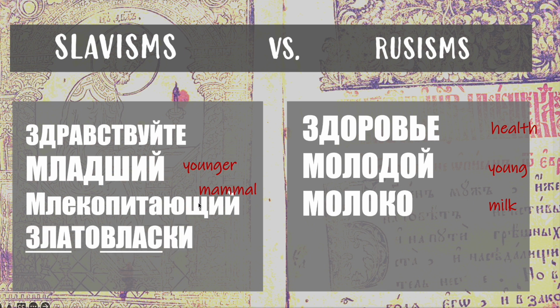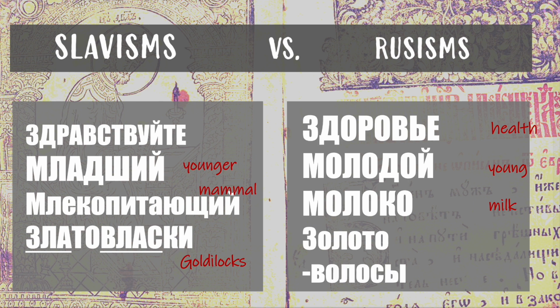And lastly, this is a cute little nickname that sometimes you'll see in old books or children's stories, Zlatovlaski. So see if you can identify the two different words that got crunched down here. And we would translate this probably as Goldilocks. So this comes from the word zalato, meaning gold, and volosy, meaning hair. So golden hair.